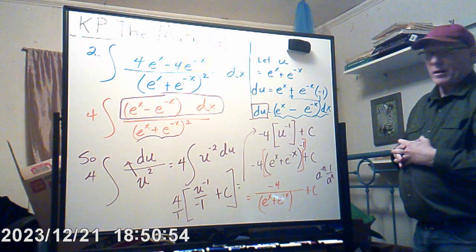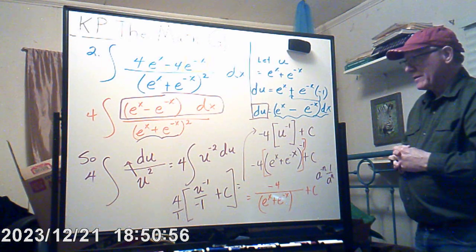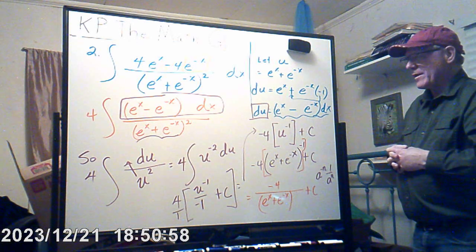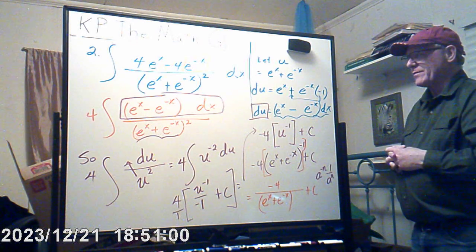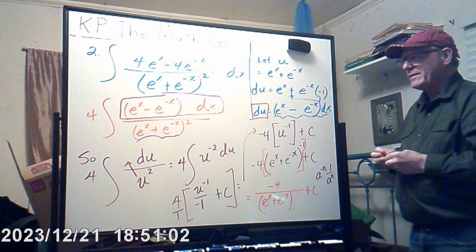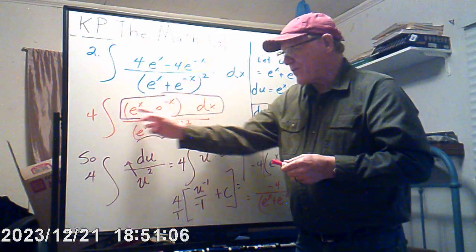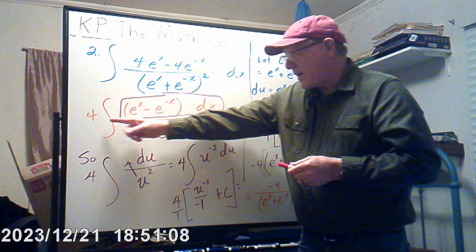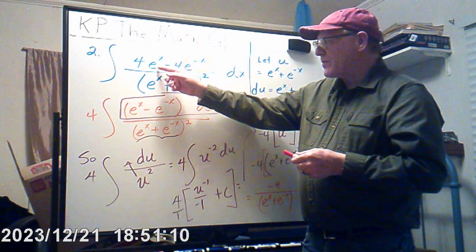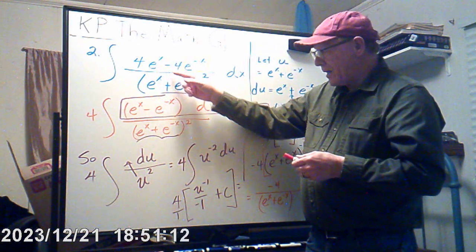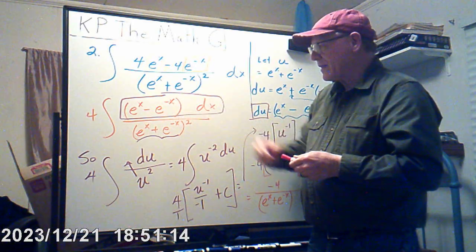A little bit of work, huh? This takes a little bit of training your eyes to see. First of all, maybe you could just factor out the 4. And if you factor that 4 out, you're left with e to the x minus e to the negative x.